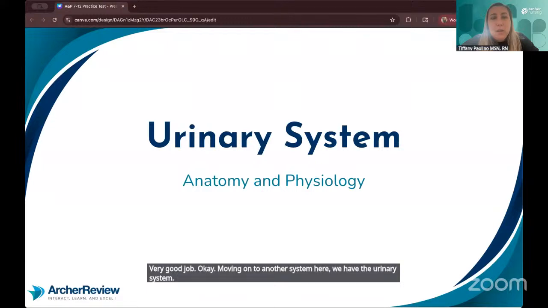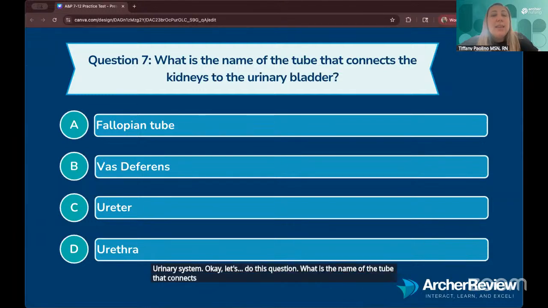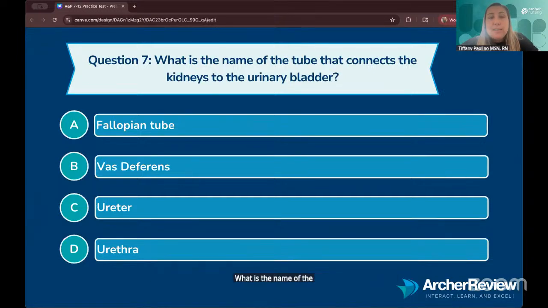Urinary system. Okay, let's do this question. What is the name of the tube that connects the kidneys to the bladder? What is the name of the tube that connects the kidneys to the urinary bladder? Fallopian tubes, vas deferens, ureter, or urethra?